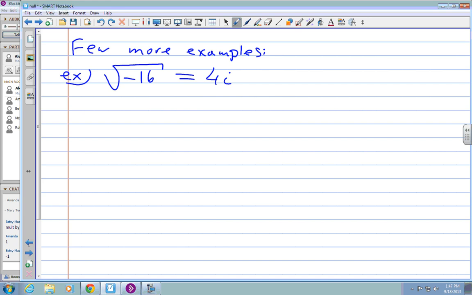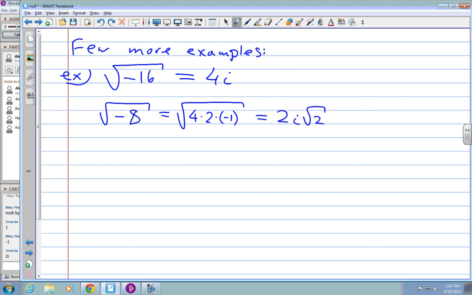Does that make sense? If I have something like this, square root of negative 8, do I know how to take the square root of 8? Yeah, because really this is what you're doing. You're going to split it up into 4 times 2 times negative 1. We know how to take the square root of 4, that's 2. We know how to take the square root of negative 1, that's i. And the square root of 2 will just stay behind. So 2i square root of 2.